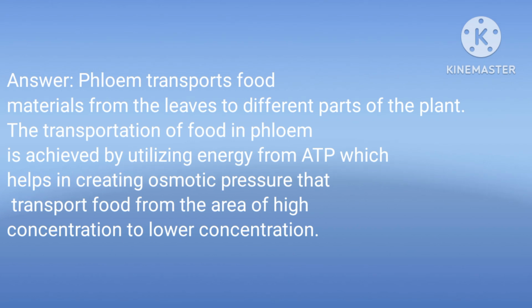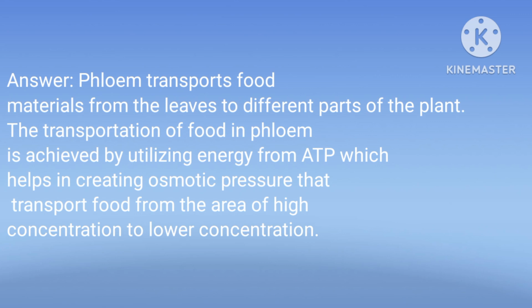Question number 5. How is food transported in plants? Answer: phloem transports food materials from the leaves to different parts of the plant. The transportation of food in phloem is achieved by utilizing energy from ATP, which helps in creating osmotic pressure that transports food from the area of high concentration to lower concentration.